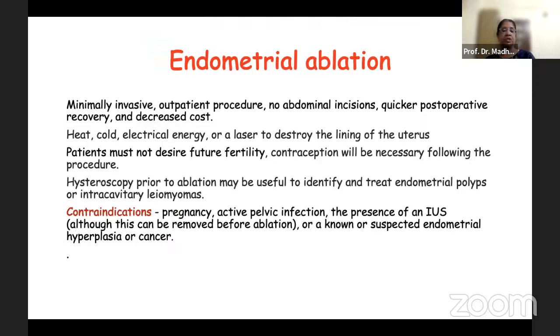The only thing is, the patient should not desire future fertility. If the patient wants children, you cannot use this method to control bleeding. But in spite of this, contraception will be necessary following the procedure. And before doing it, preferably you should do hysteroscopy to identify any intracavitary lesions. Contraindications include pregnancy, active pelvic infection, presence of an IUD, which you have to remove, or of course, any suspected endometrial hyperplasia or cancer.